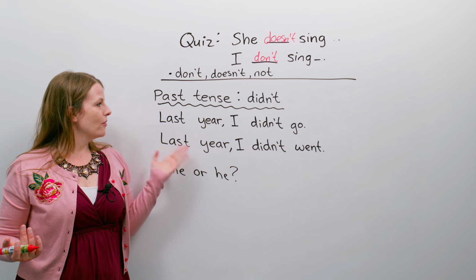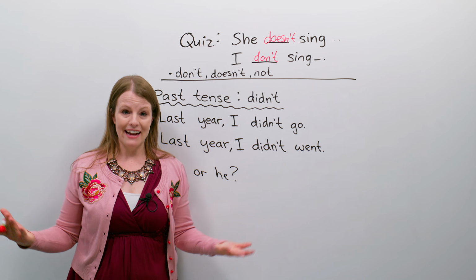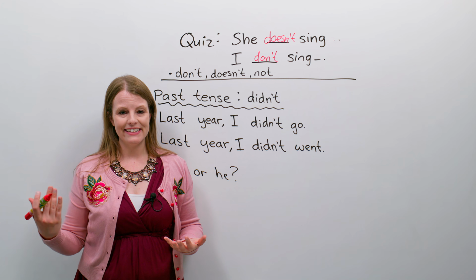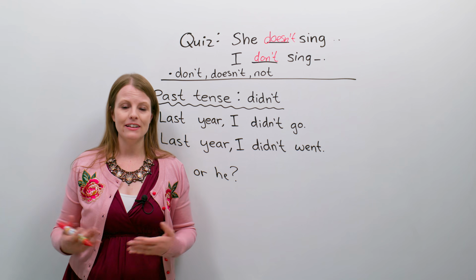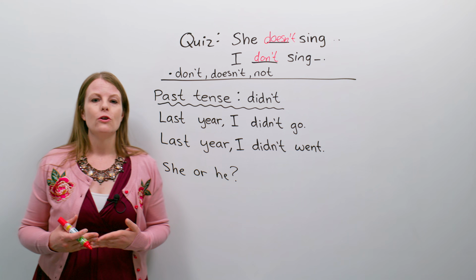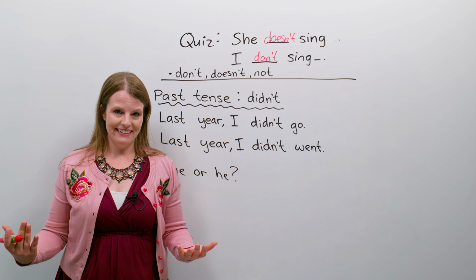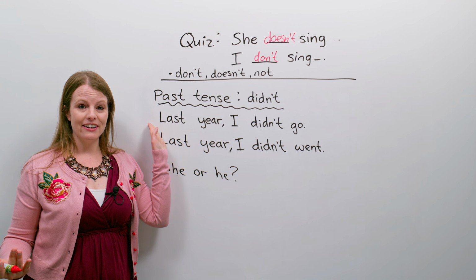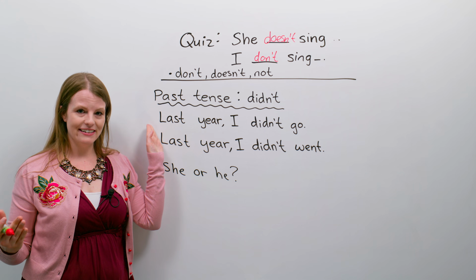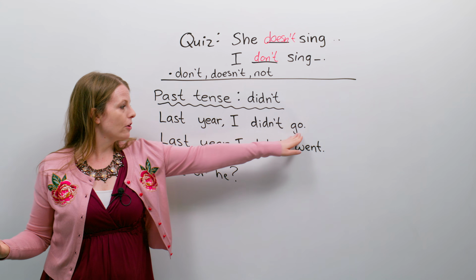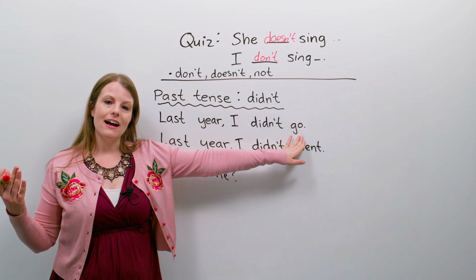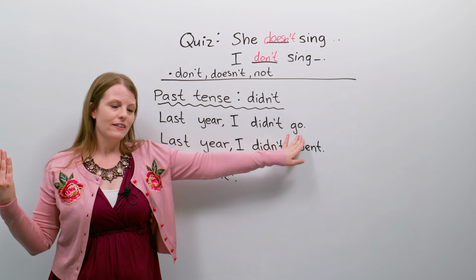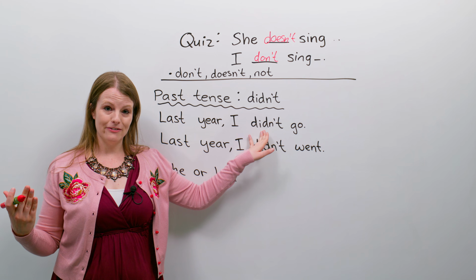Okay, so let's now think about the past tense. When we want to talk about the past and we are using a simple past tense verb, we use didn't. So here is an example. Last year, I didn't go. So go is my verb, and I'm talking about last year. So I can use didn't as my negative.